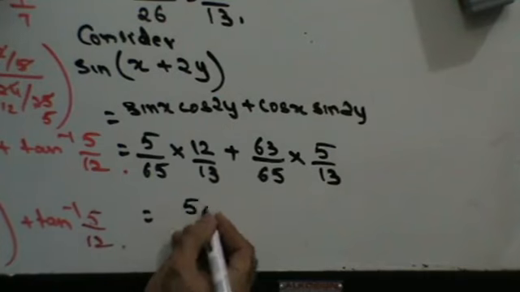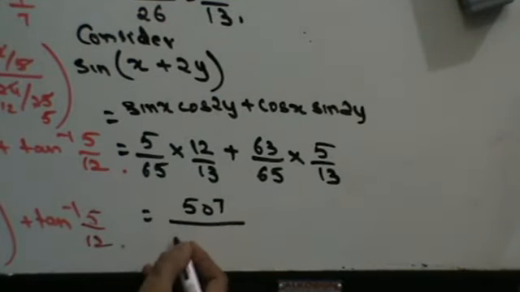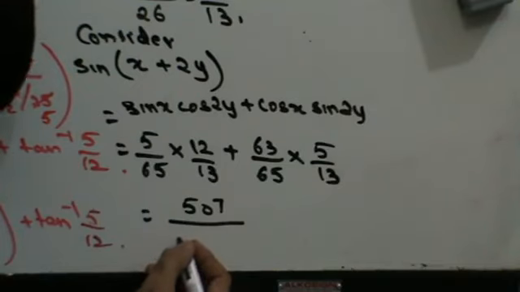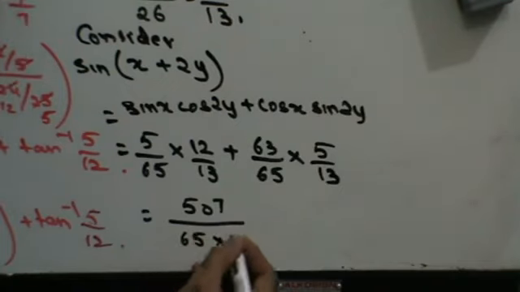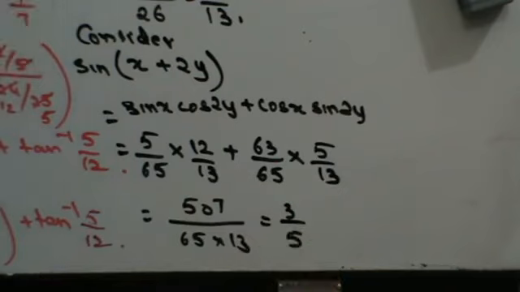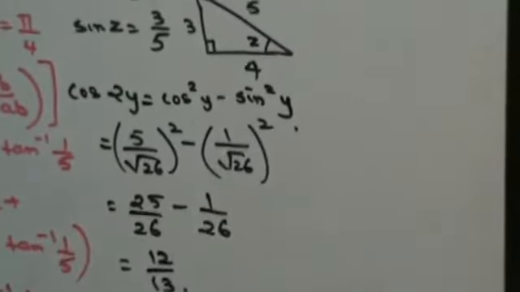507 upon 507... taking 65 by 13 as common denominator. When you simplify this, this will come to 3 by 5. But 3 by 5, guys, if I look at my right angle triangle, I can say 3 by 5 is nothing but sine z.